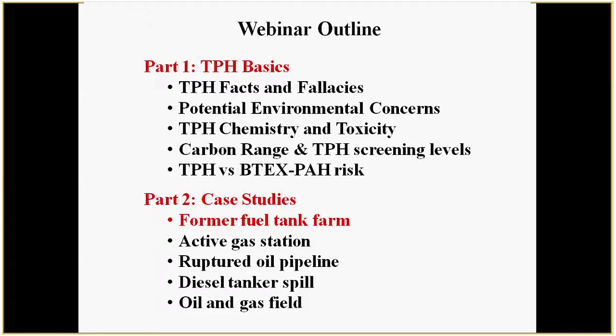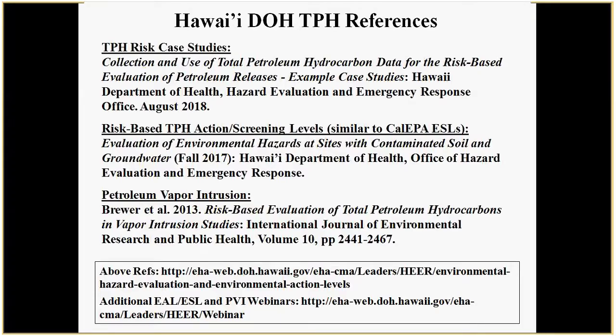Quick review of some references. This TPH risk case studies document, we titled it The Collection and Use of Total Petroleum Hydrocarbon Data for the Risk-Based Evaluation of Petroleum Releases, Example Case Studies. It's published by our office. Latest update, August 2018. I noticed a typo in the document yesterday, so there'll probably be a September 2018 edits update to it. So any ideas that you have, comments, suggestions, please send those to Manny and me.